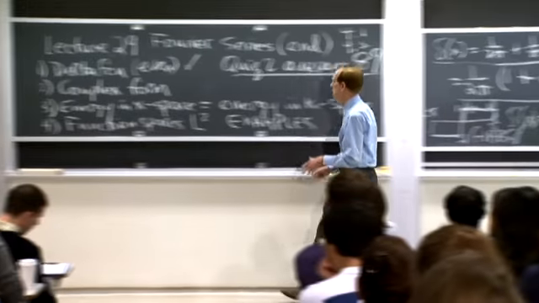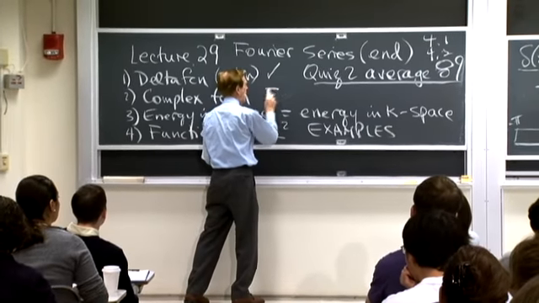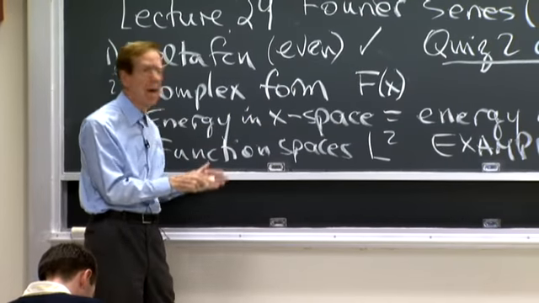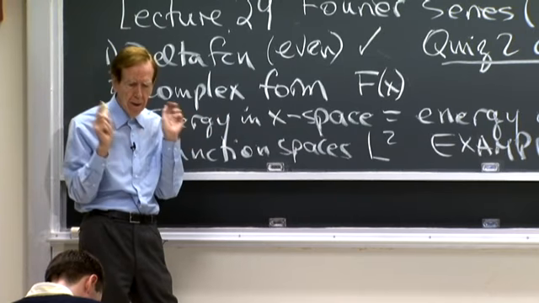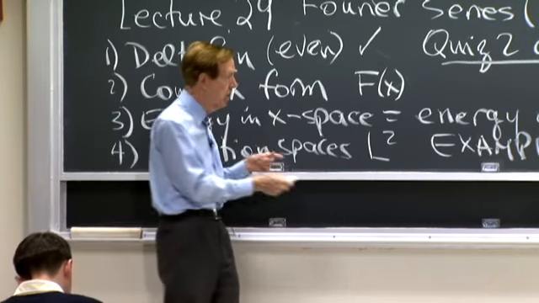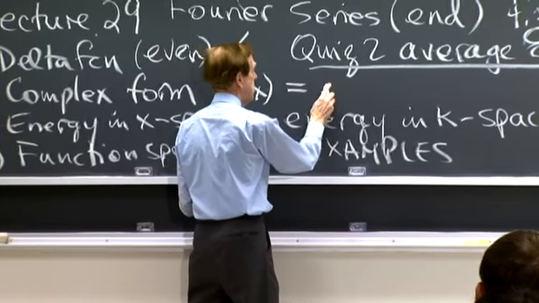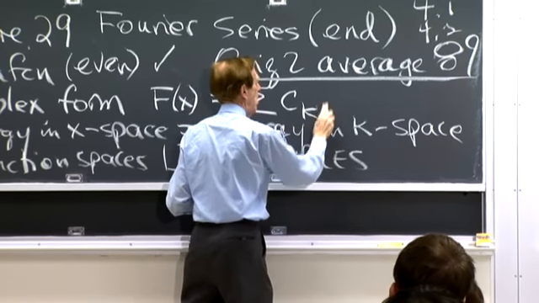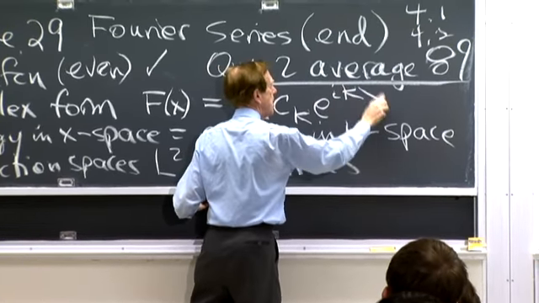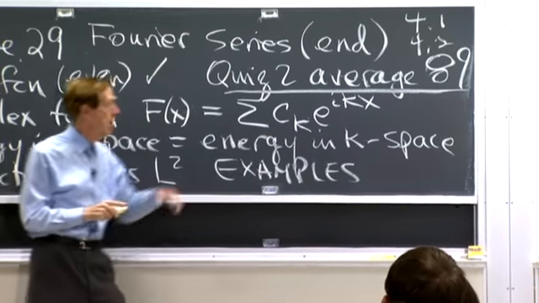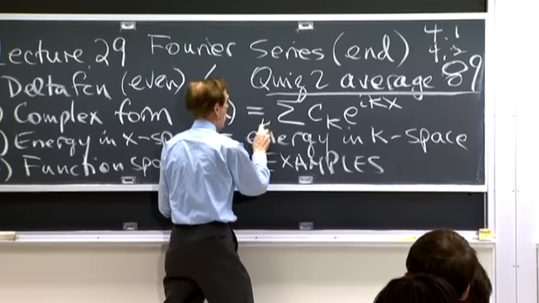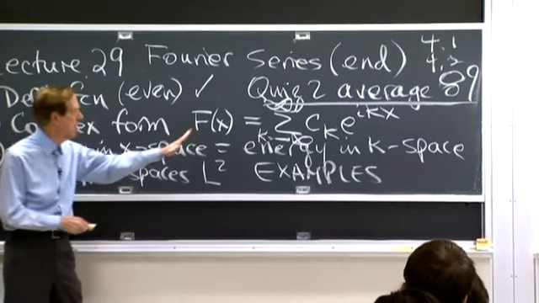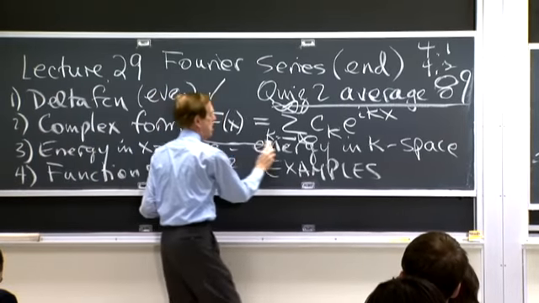The complex formula, by which I mean I'm taking any function f, not necessarily even, not necessarily odd, not necessarily real. Any function, it can now be a complex function because we're going to use complex things here. So I'll have all the complex exponentials for integer k. This k is an integer, but it can go from minus infinity to infinity. That's the complex form.